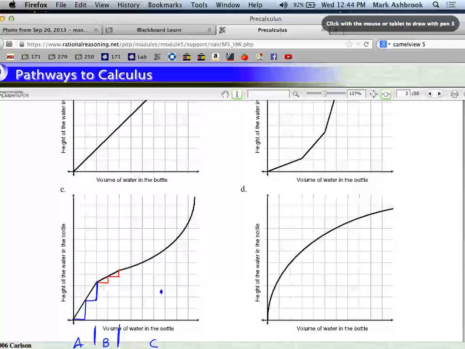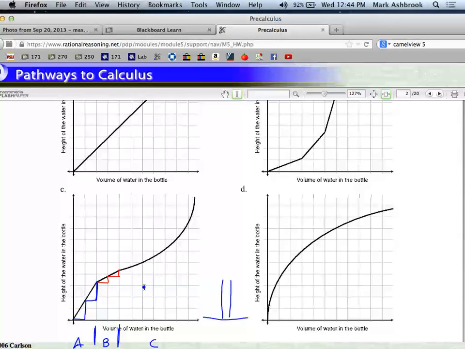Okay, right. So we're going to start. It's going to start narrow because you're getting large equal changes in height at first. That means a narrow bottle, right? And then what happens right here? So then it gets wider. It gets wider like this.